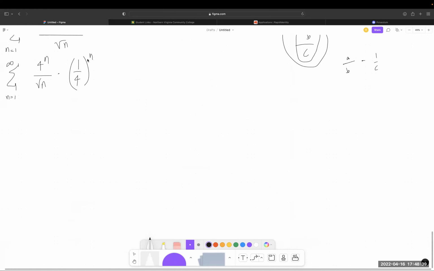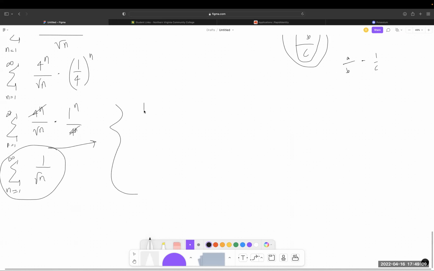We can distribute this n to everything. We'll have 1 to the n over 4 to the n. What we notice is this will cancel out with this. And again, 1 to the n doesn't even matter, because 1 to the fourth is 1, 1 to the sixth is 1, 1 to the billion is just 1. So we're left with 1 over the square root of n, and this is just a p-series.